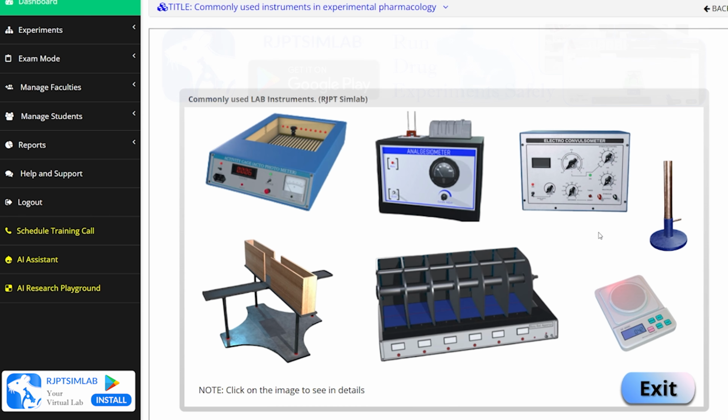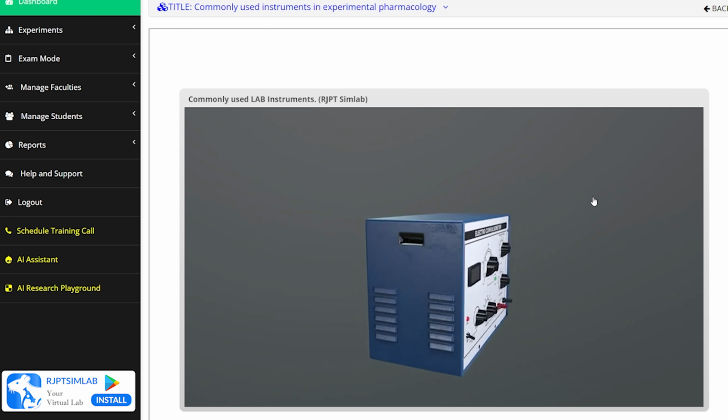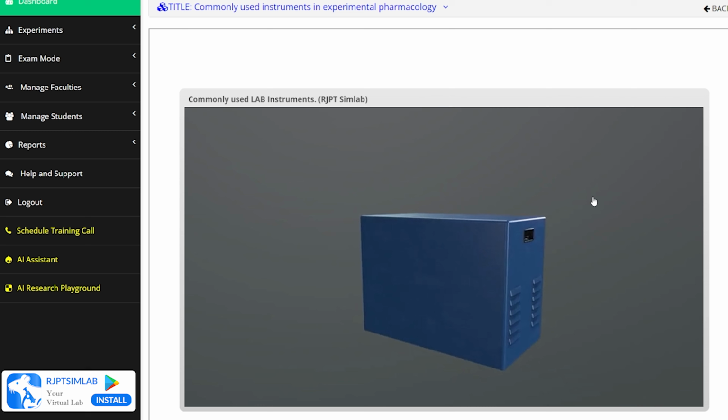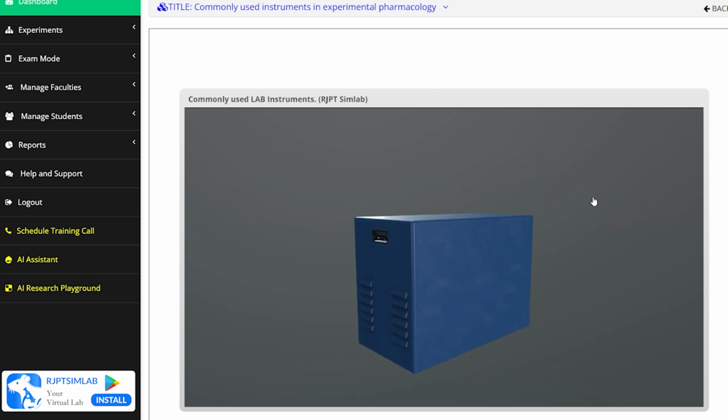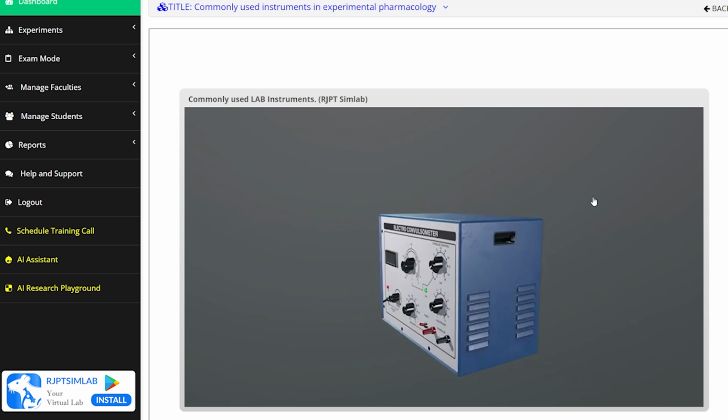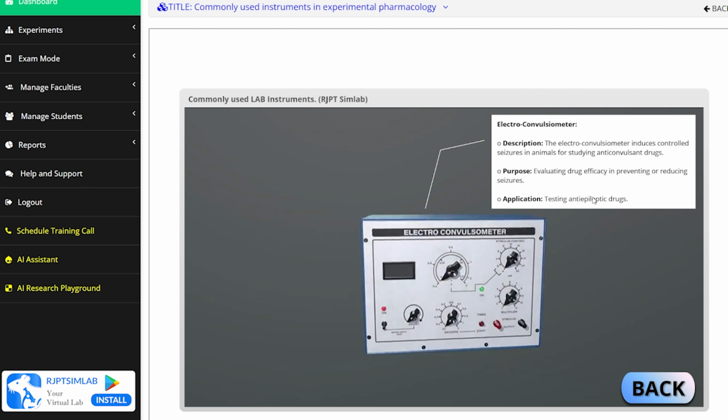Now let's move on to our third instrument, which is the electroconvulsiometer. The electroconvulsiometer is used to study the anticonvulsant activity of phenytoin against maximal electroshock induced convulsions in rats. The description of this instrument says that the electroconvulsiometer induces controlled seizures in animals for studying anticonvulsant drugs.